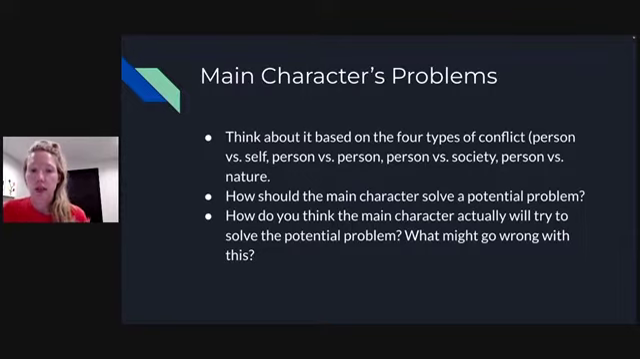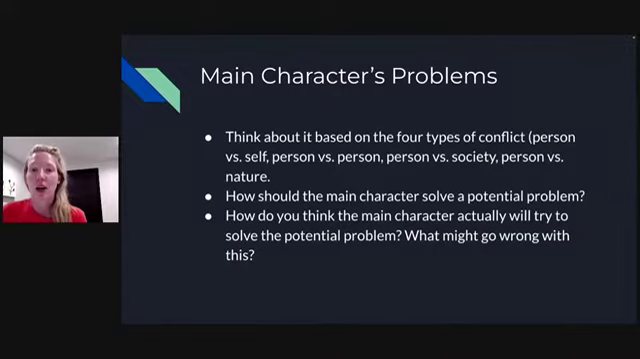So you're looking specifically at the main character and the problems that that main character is having. And you're having students identify what problems the main character is having. And then you're asking them, how should the main character solve this potential problem? So, from a logical outsider perspective, how should the main character solve this problem? But knowing what you know about the main character and the main character's character flaws that they may possess, how do you think that character is actually going to solve the problem?